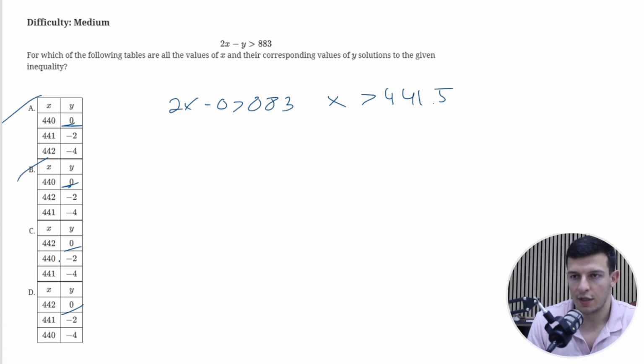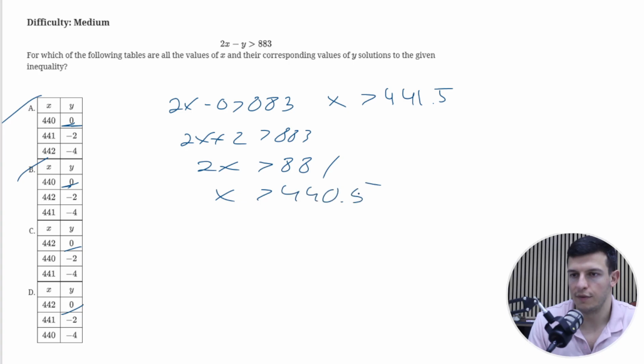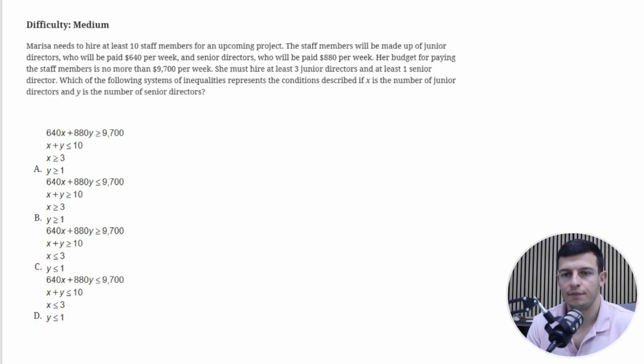And now we can check another value. So negative 2: 2x minus negative 2 is going to be plus 2, right? Greater than 883. So 2x has to be greater than 881. x has to be greater than 440.5. So C doesn't fit. So the answer is going to be D.